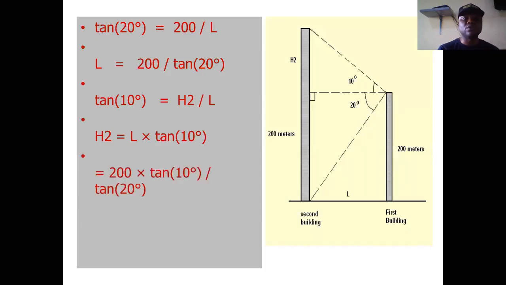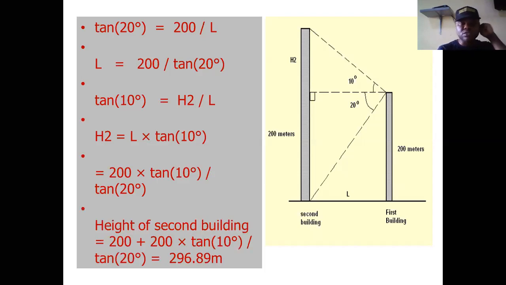What you're going to do here now is to equate your L and solve for H. So here, when you equate both sides, you are going to have the height of the second building to be 200 plus 200 times tan 10 over tan 20. What I'm trying to do here is to show you that there's actually a shortcut that you can follow at the same time and arrive at this solution.